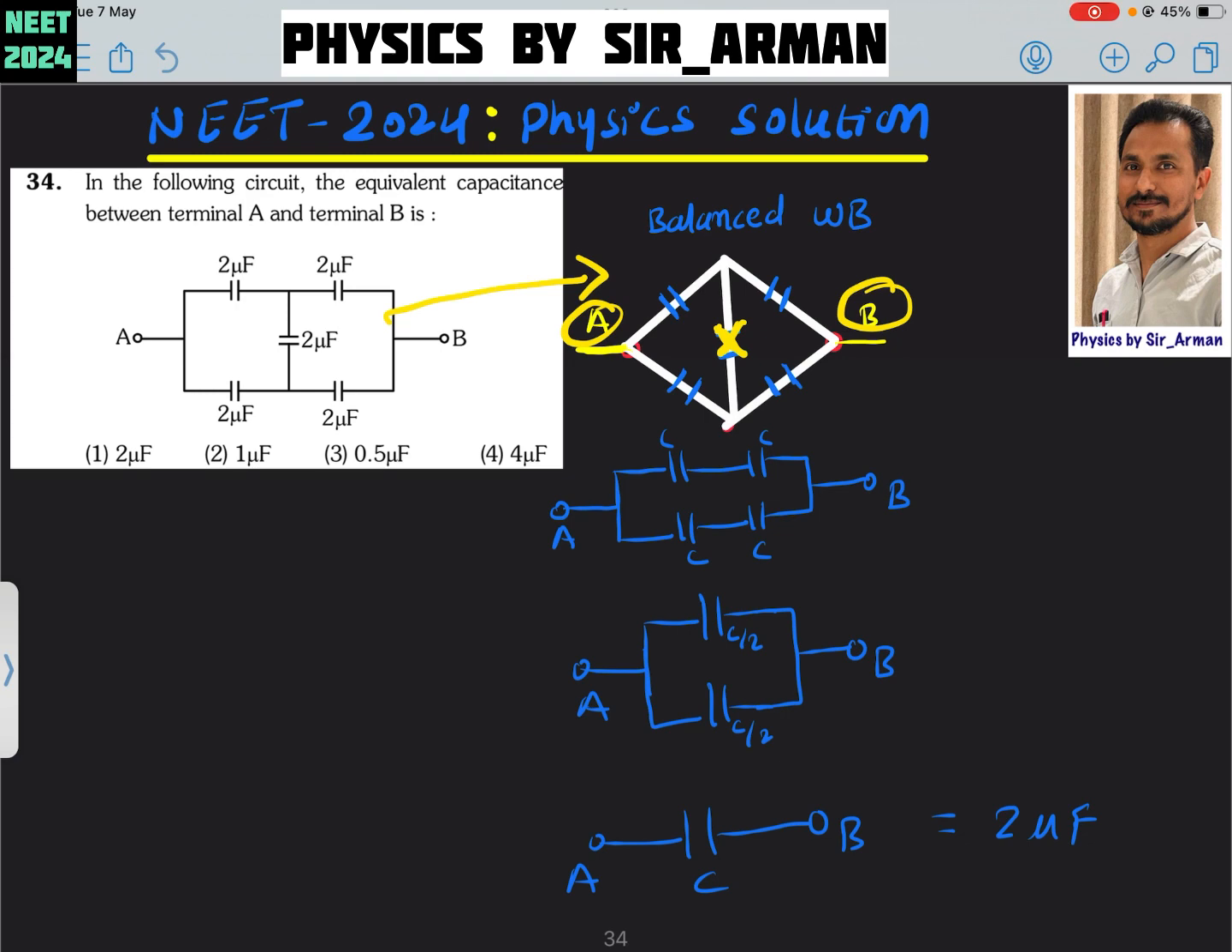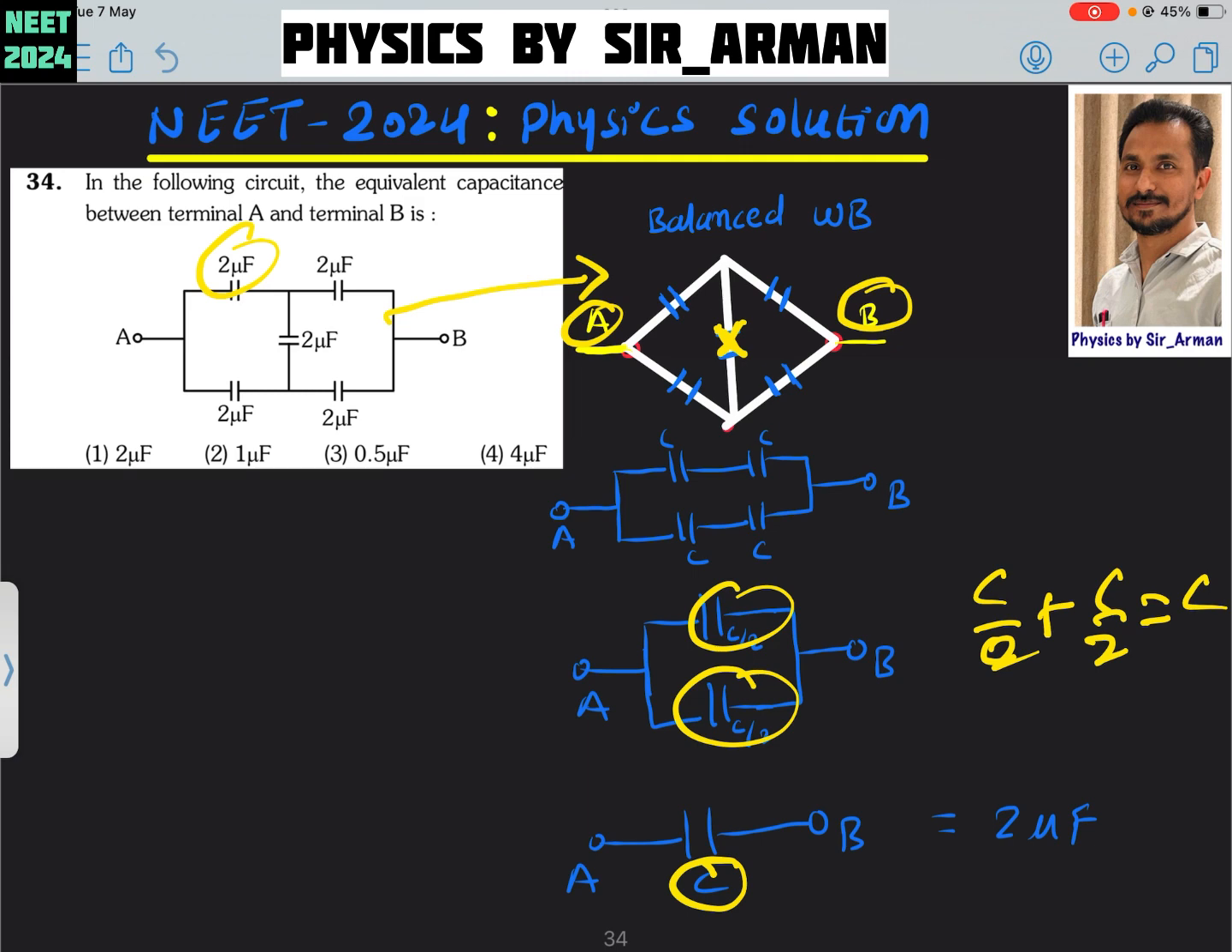So the resultant will be C by 2. Again these two are in parallel, so C by 2, C by 2. For parallel combination we add them. So C by 2 plus C by 2 is just C. So the resultant combination is C, and C is nothing but 2 microfarad because all are equal. Each I have taken as C.